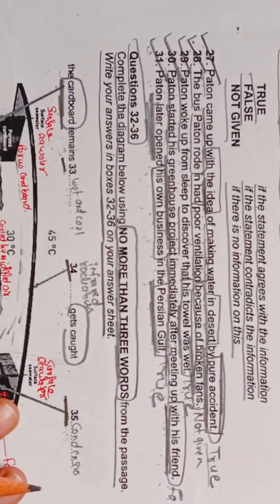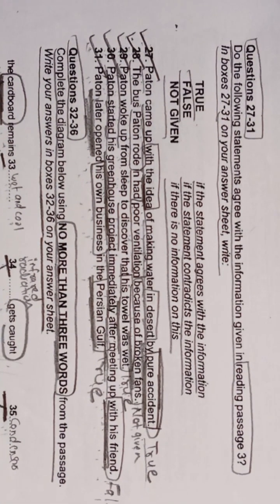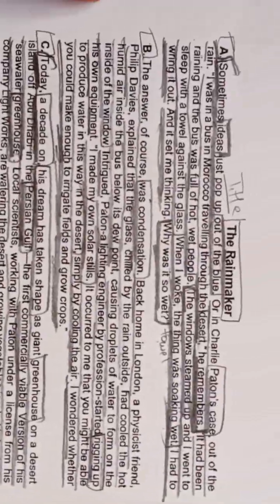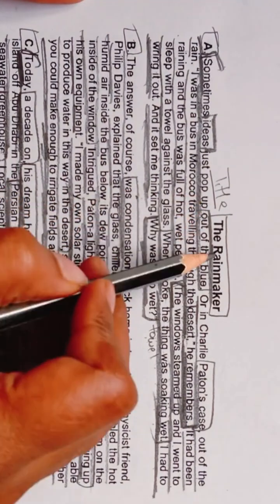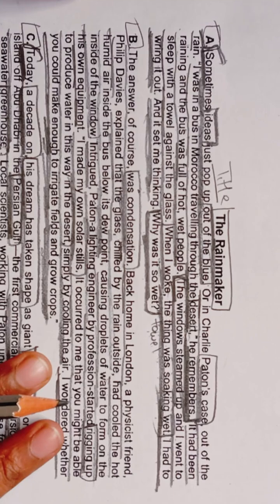I hope you have understood this. Try to understand each line. Each line is very important. Okay friends. So we have completed the passage and the title of the passage was The Rainmaker. So try to learn this type of passages.